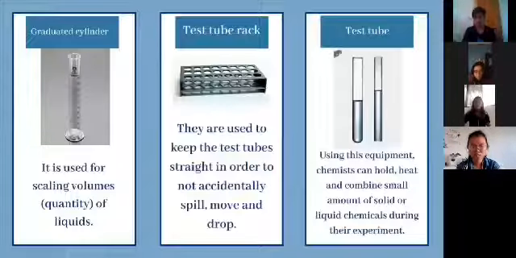Graduated cylinder. It is used for measuring volumes or quantity of liquids. Test tube rack. They are used to keep the test tubes straight in order to not accidentally spill, move, and wrap. And next is test tube. Using this equipment, chemists can hold, heat, and combine small amounts of solid or liquid chemicals during their experiment.